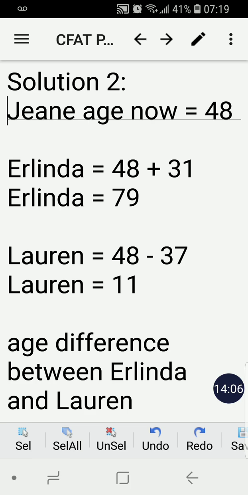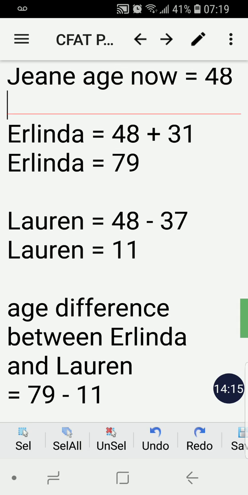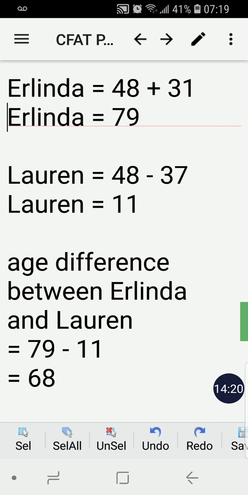And now, because we have solved the ages of Erlinda and Lauren, all we have to do is subtract. To determine the age difference between Erlinda and Lauren, we need to subtract. So 79 minus 11. 79 is the age of Erlinda, 11 is the age of Lauren. 79 minus 11 is equal to 68.